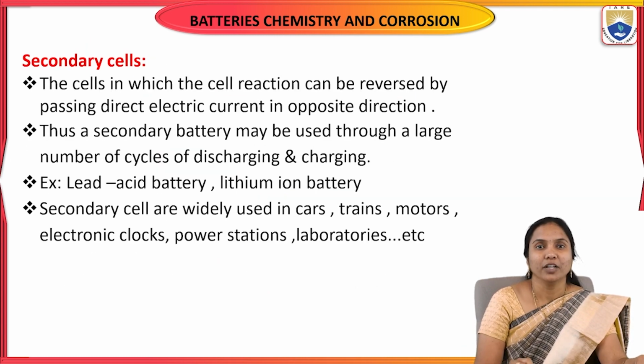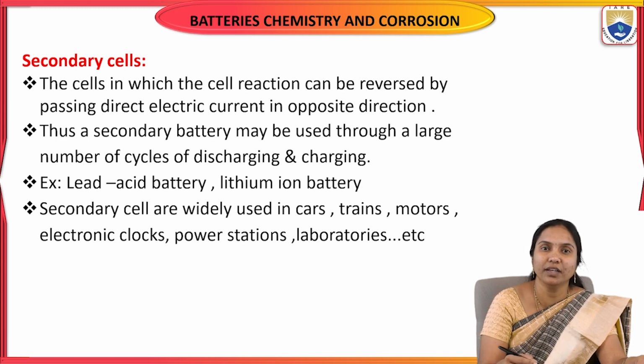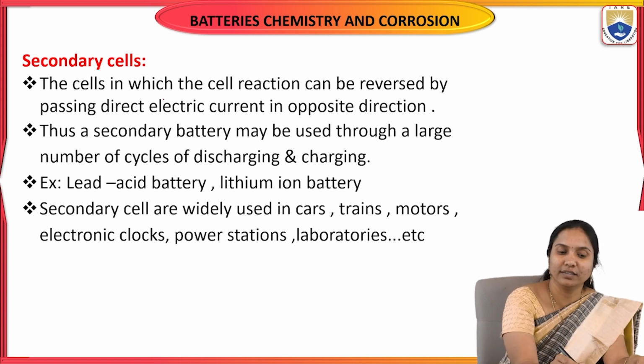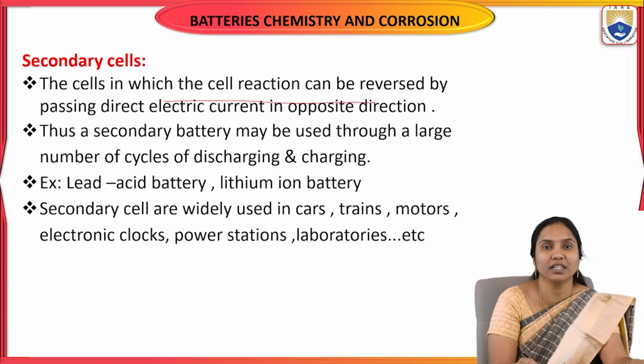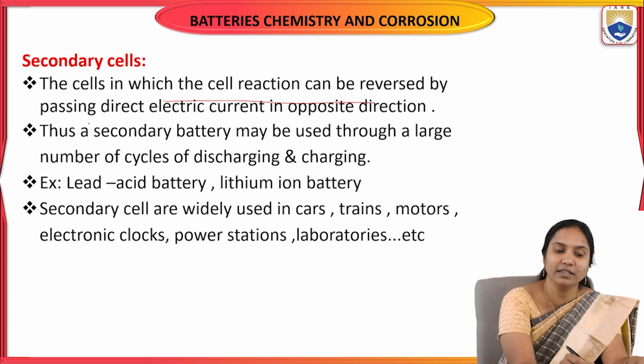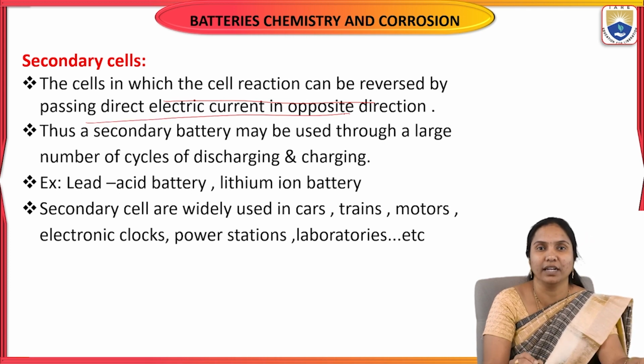Now the secondary battery. In these, the cell reactions are reversible. We can use these batteries for many cycles of charging and discharging. This type of battery is called a secondary battery. These are cells in which the cell reaction can be reversed by passing electricity in the opposite direction.